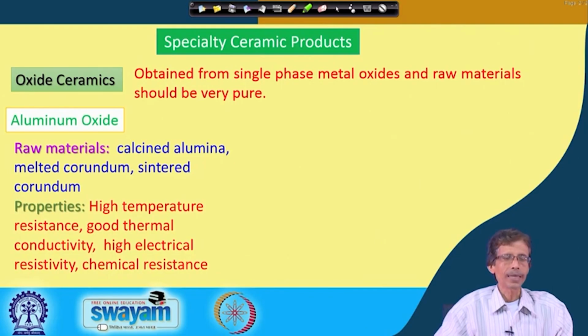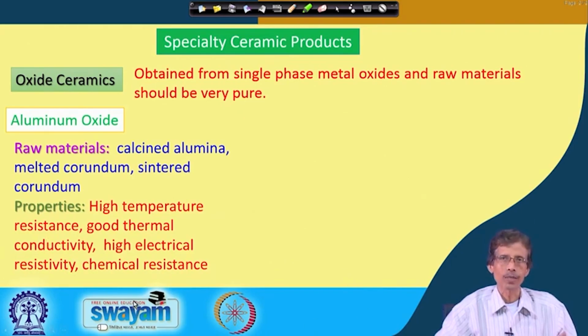Then the melted corundum, which is also the alumina Al2O3, then the sintered corundum. So, different types of corundum you can have. These are the raw materials, because this aluminum oxide material can give you a high temperature withstand. So, it can resist a very high temperature for a particular use.